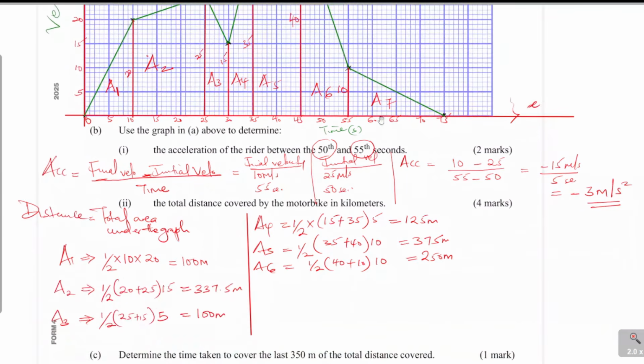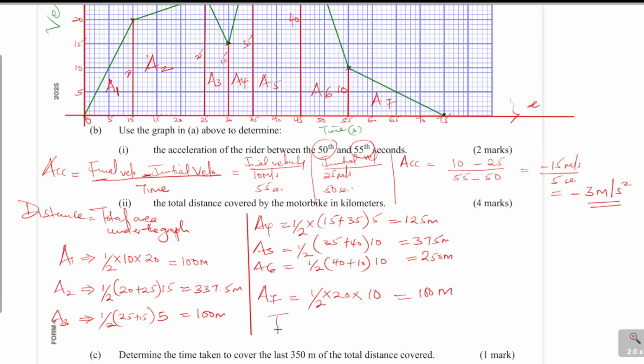Now we are remaining with the last one, area 7. This is a triangle, a half times the base. The base is from 55 to 75, a difference of 20. The base is 20, and the height is 10. And that one gives 100 meters.